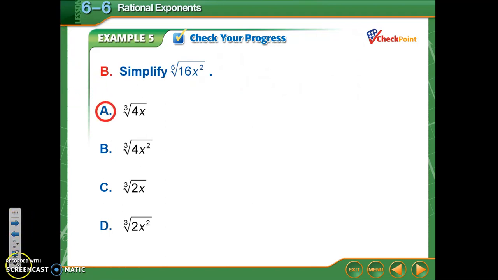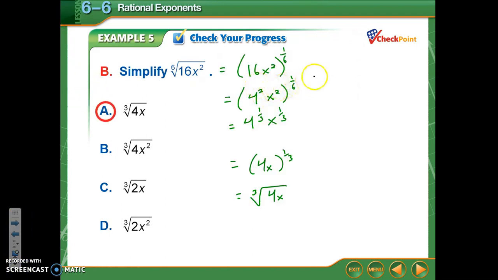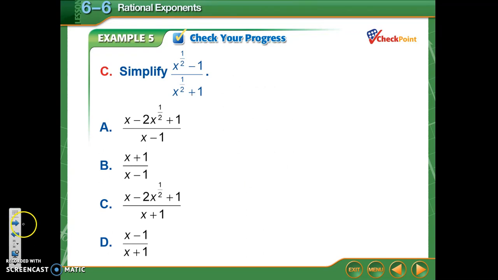The answer here is A, and there's the work for this one. Notice I rewrote it with rational exponents, and then I saw if I could somehow get both of the things in here to the same power. So 4 squared and x squared. Then when I multiplied the exponents, I got 1/3, which means they're both under a cube root. All right, last but not least, try this one.